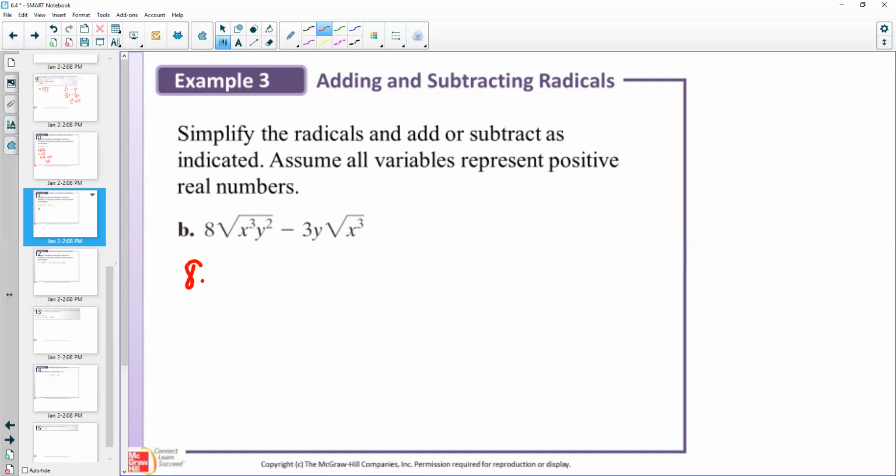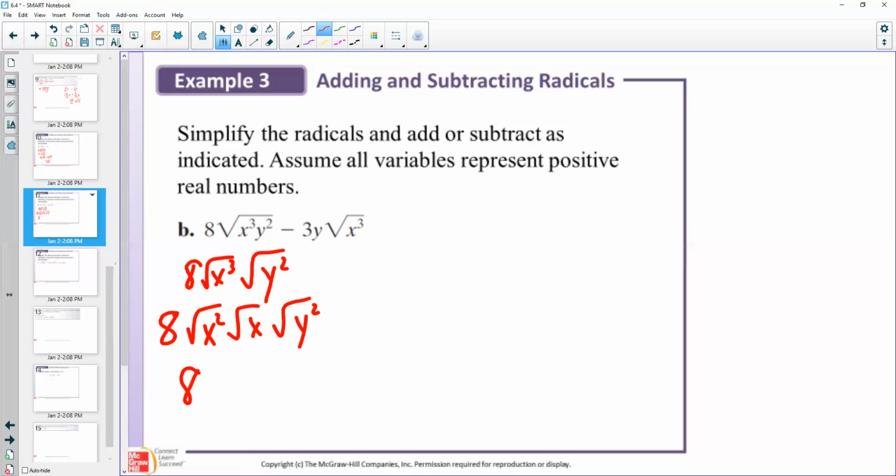8, I have the square root of x cubed square root of y squared. Well, I can break up x cubed into x squared and x, and y squared I'm just going to leave be. So that becomes 8. The radical x squared just becomes an x. The radical y squared becomes a y. And I keep radical x. Oh, this makes more sense.